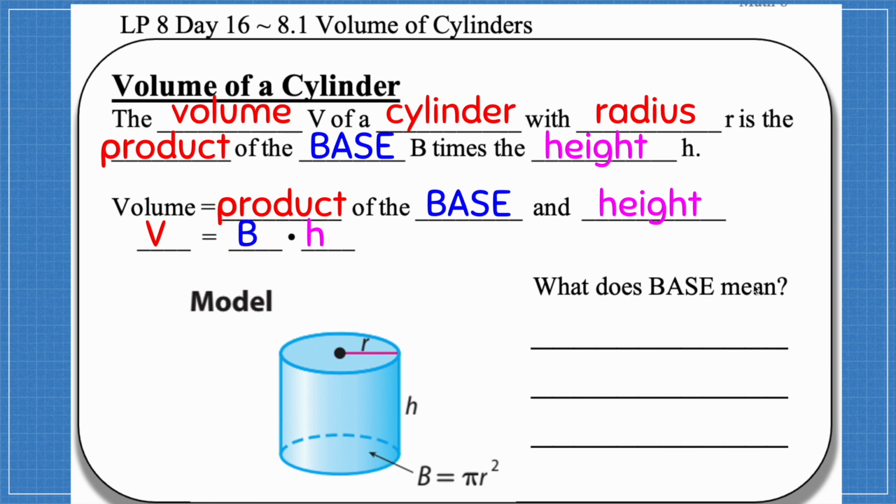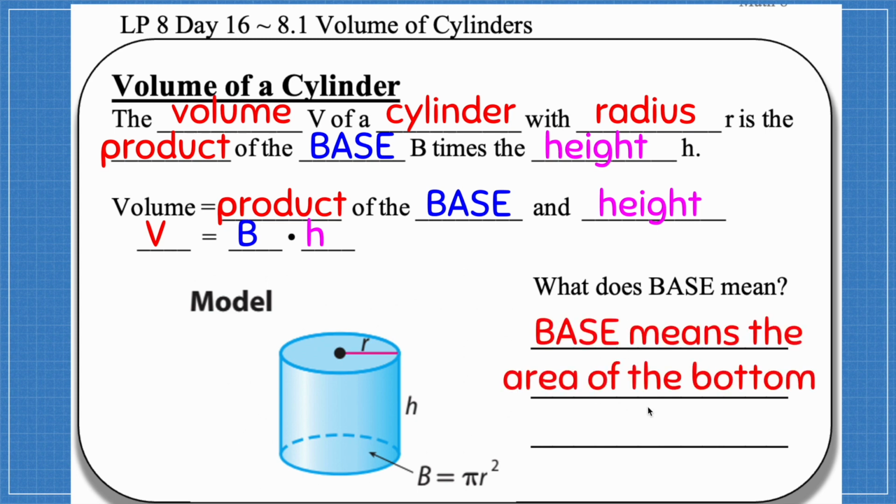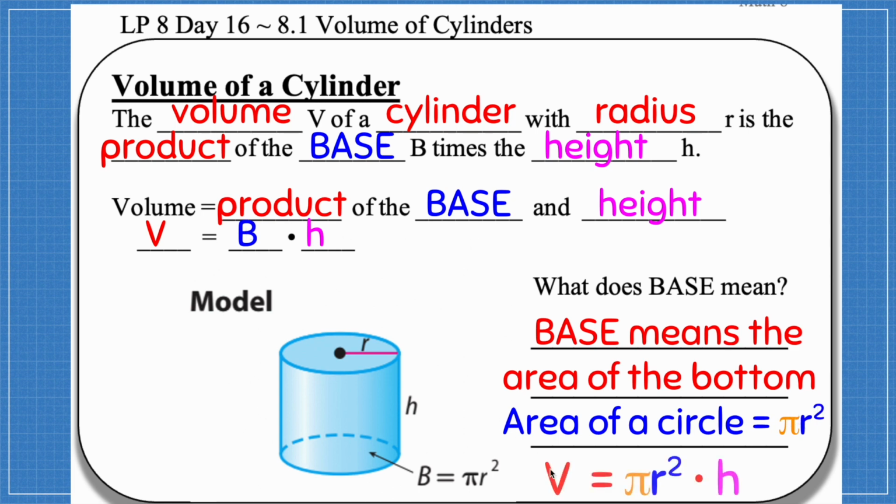Now we need to talk about what base means. This is a very common thing that we're going to use in quite a few formulas. Base literally means the area of the bottom. So what is the bottom? The bottom is a circle, and the area of a circle equals pi r squared. So the actual formula is volume equals pi r squared times h. But a really easy way to remember it is just base times height. You just have to remember that the base means the area of the bottom.